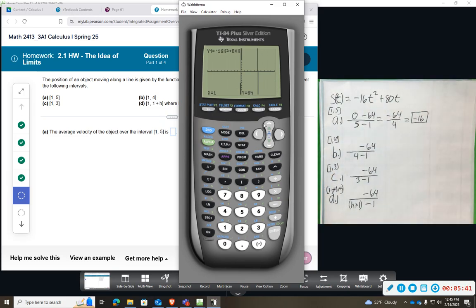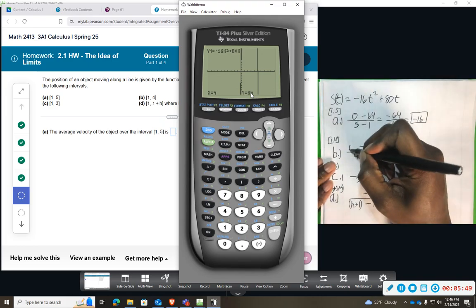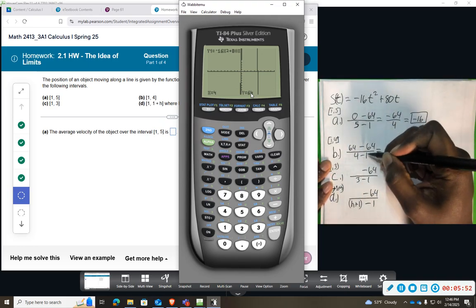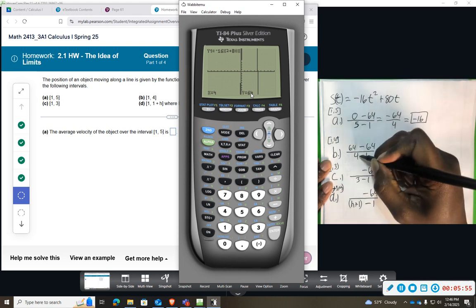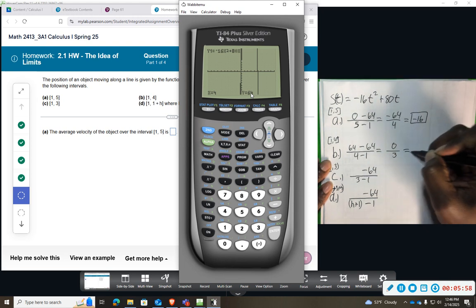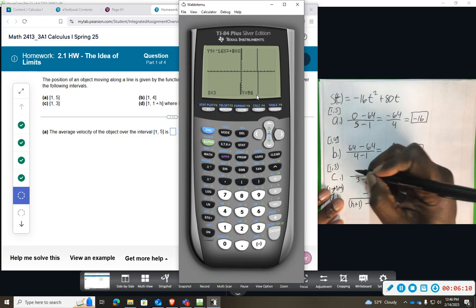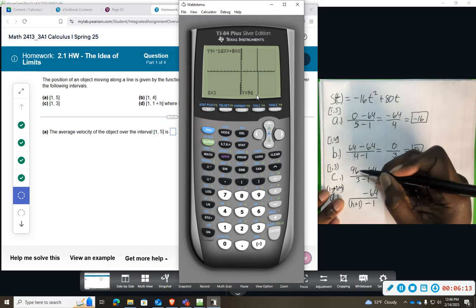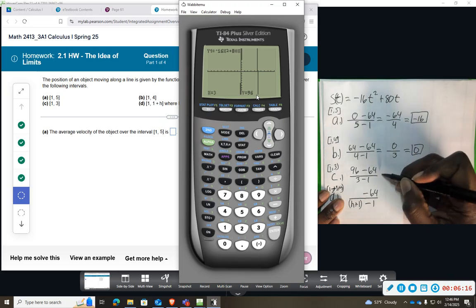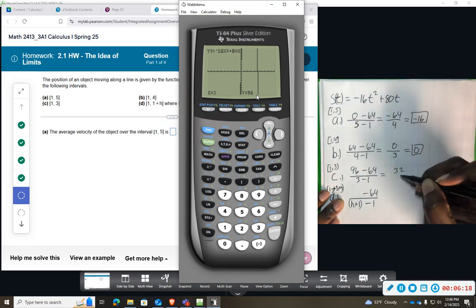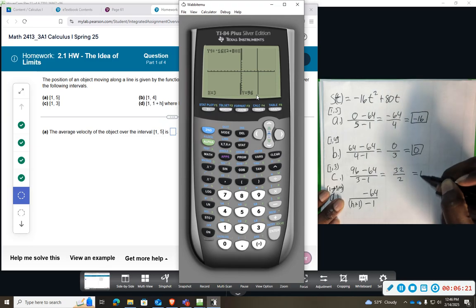these. So if we were to plug in a 4 for my next part, we get 64 as well. This gives us 0 over 3, which is just 0. When we plug in the x value of 3, we get 96. When we subtract 96 and 64, that gives us 32 divided by 2, which is 16.